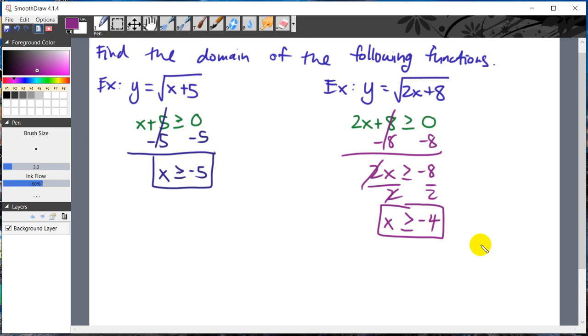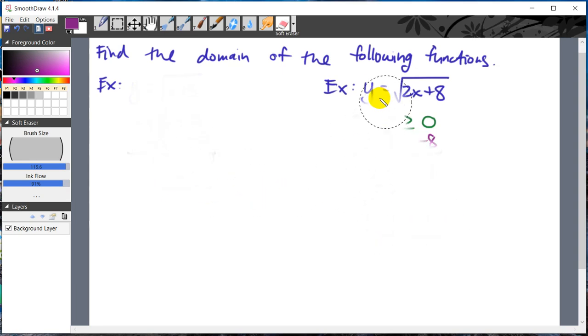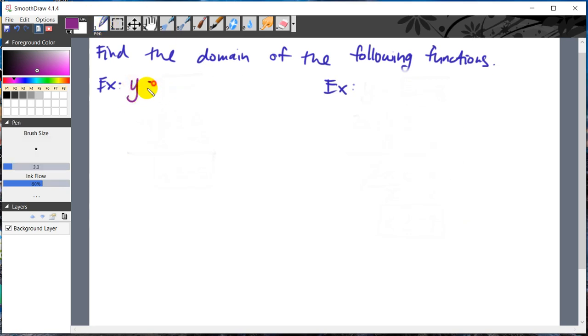I have 2 more examples, and I'll close up, and we're done. I'm going to go ahead and just erase. Okay, the last 2 look like this. y equals the square root of negative 3x plus 6. And the last one is y equals the square root of negative 5x plus 45.